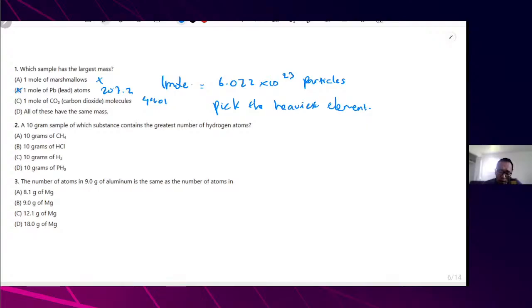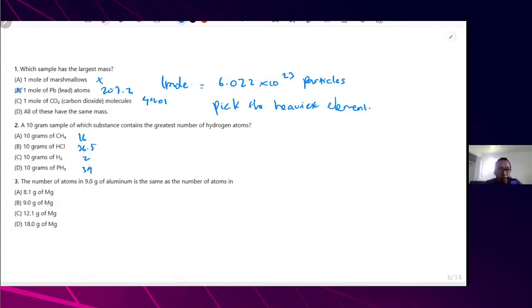All right, number 2. A 10-gram sample of which substance contains the greatest number of hydrogen atoms? Which one gives you the most hydrogen atoms? The key concept is that you need to compare hydrogen atoms per gram. More hydrogen per molecule plus lighter molar mass means more atoms. So if we do this one by one, for CH4 the molar mass is 16, and for HCl the molar mass is 36.5. This is 2, this is 34.